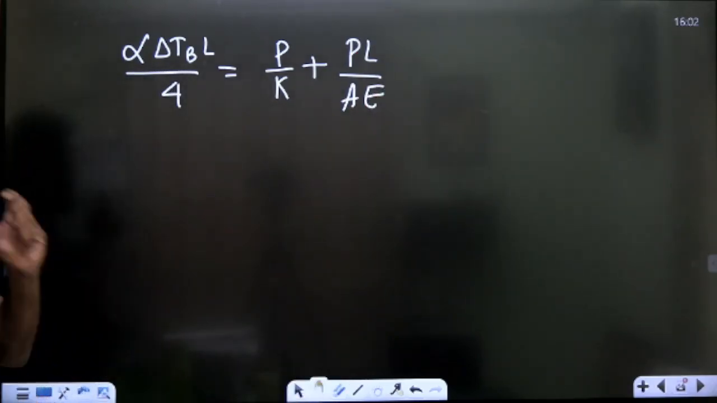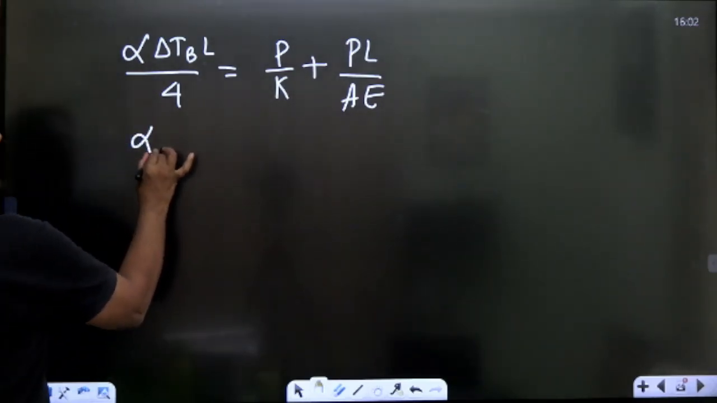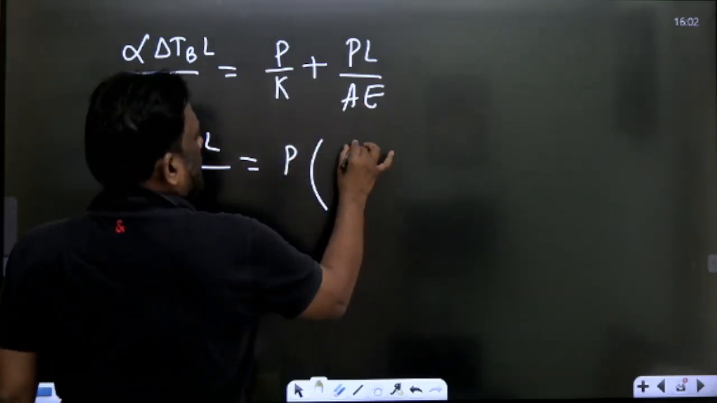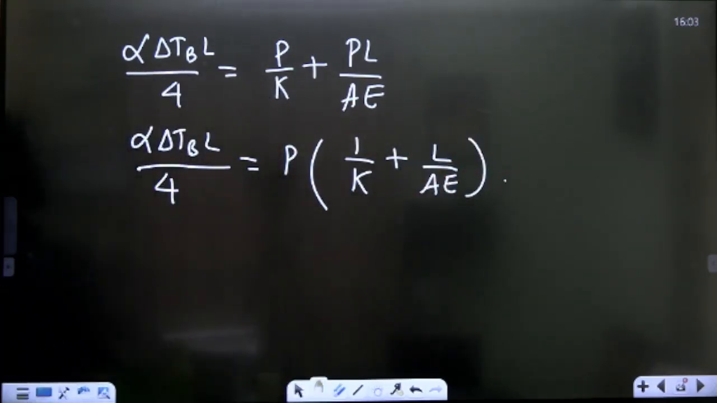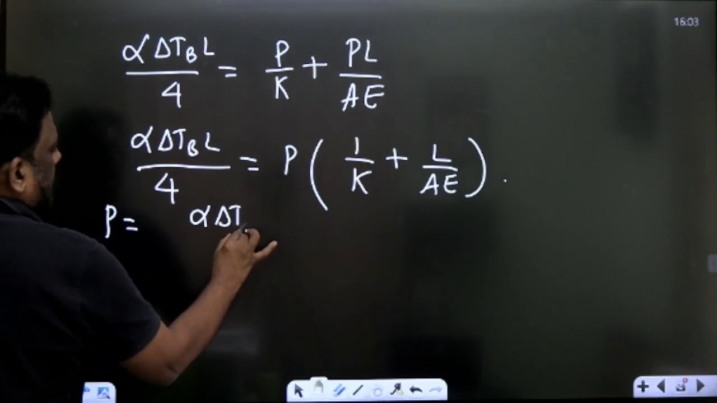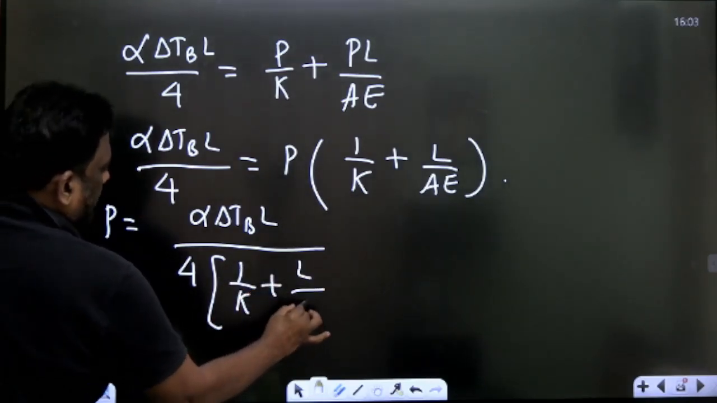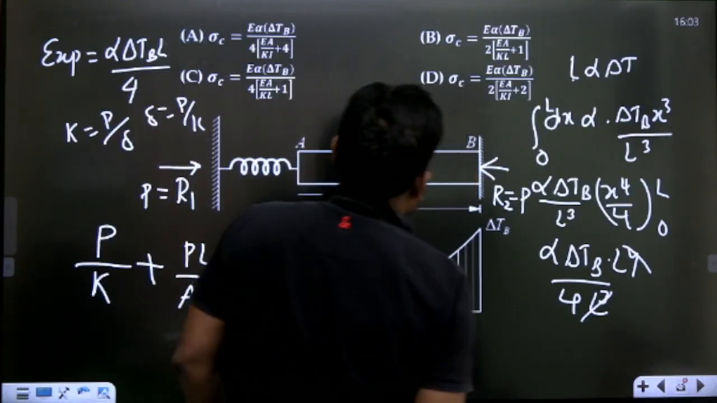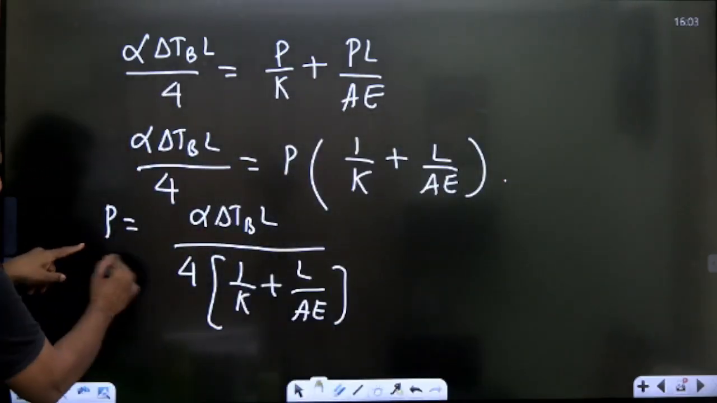Excellent, sir. But what did he ask? He asked stress. Let's see what we will do, sir. Alpha delta TBL by 4 is equal to P taken outside, so 1 by K plus L by AE. Excellent, sir. So now I will write P is equal to alpha delta TBL by 4 divided by 1 by K plus L by AE. But is he asking force? No. So what will be the stress in this bar? If you want stress, divide by area. Divide this load by area, dividing both sides by area.